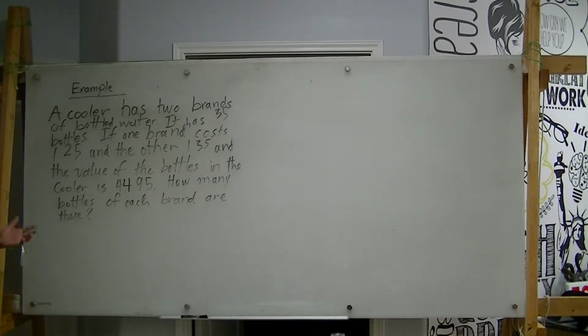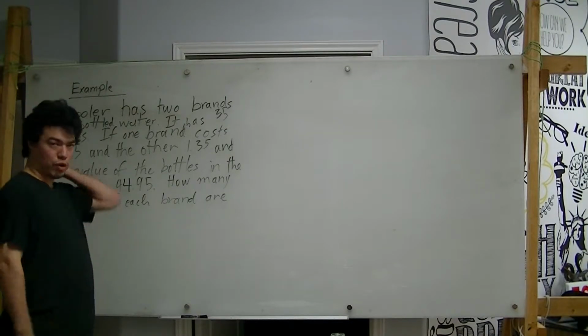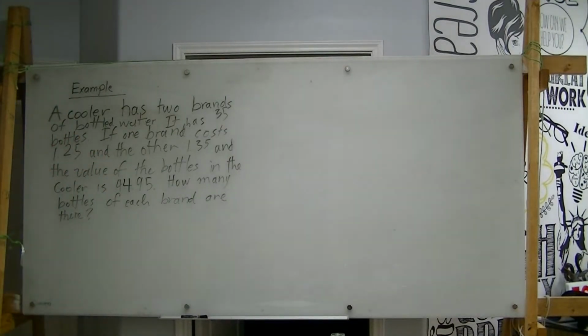So now we're going to do another system of linear equations problem. This one has to do with a cooler that has two kinds of bottled water, and it goes like this. A cooler has two brands of bottled water. It has 35 bottles. If one brand costs $1.25 and the other one $1.35, and the value of the bottles in the cooler is $44.95, how many bottles of each brand are there in the cooler?